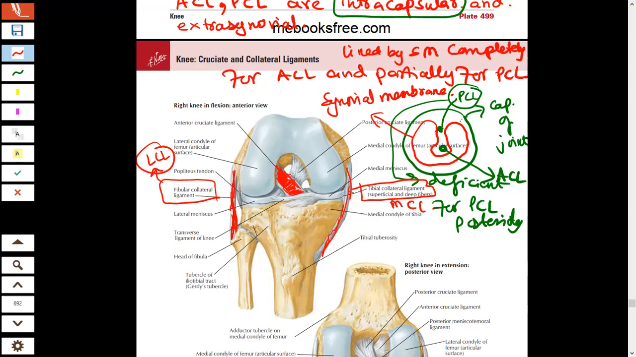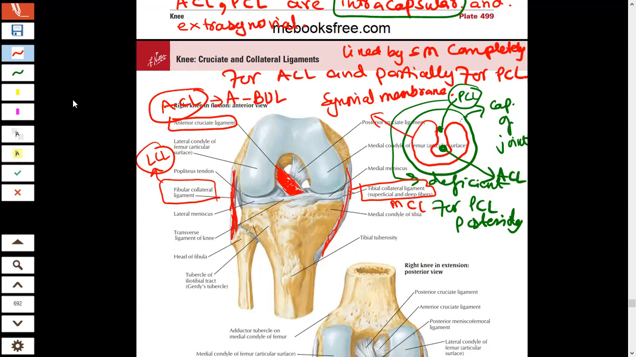Okay. So why is the ACL present? It is going backward, upward and laterally. So for the ACL, you have to remember a mnemonic. The mnemonic for the ACL is: it is going up, backward, upward and lateral.